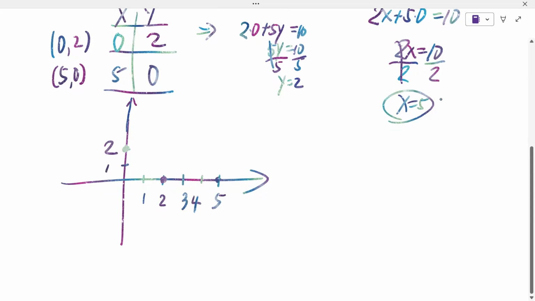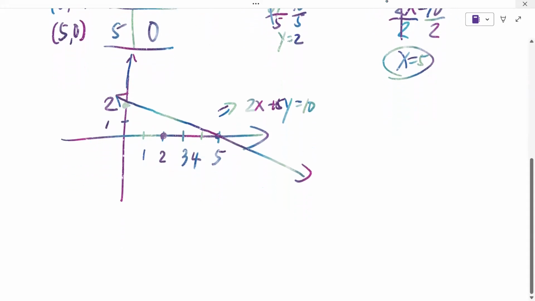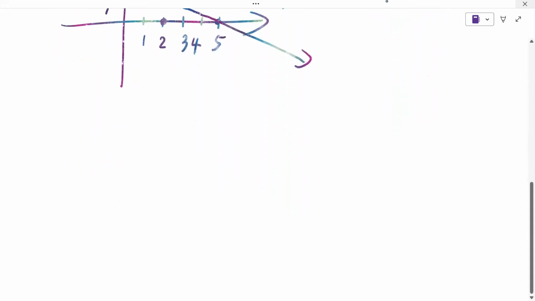And then basically we just connect them, extending in both directions. And that's how we graph the line. So we label this as the line. Also, if you want to just get two random points, we can also do that. I want to generate the random points.